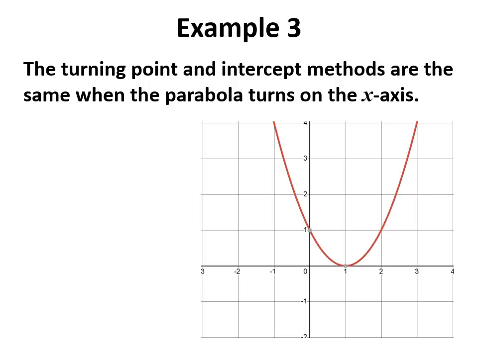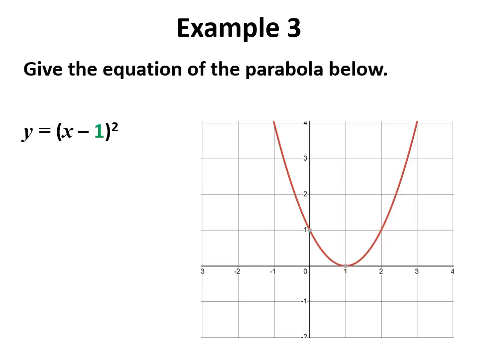If we do it for a graph that turns on the x-axis, then we get the same equation, doesn't matter which method. So the turning point method is effectively taking that equation and then making a correction for the fact that it's higher or lower than on the x-axis.